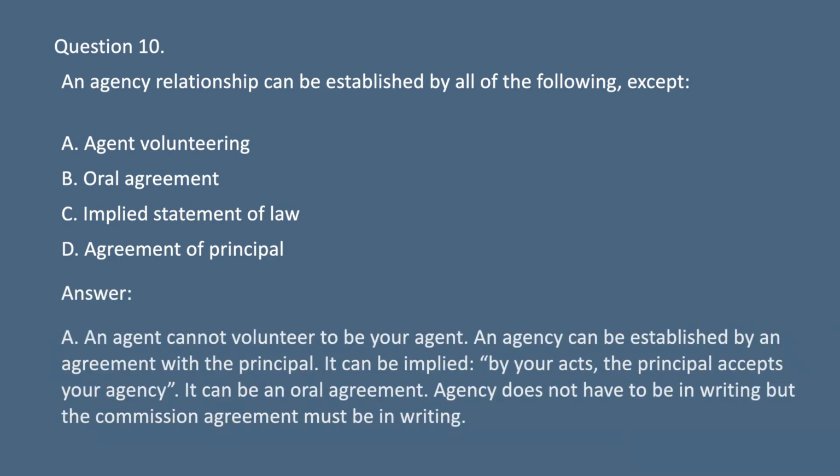A. An agent cannot volunteer to be your agent. An agency can be established by an agreement with the principal. It can be implied, by your acts, that the principal accepts your agency. It can be an oral agreement. Agency does not have to be in writing, but the commission agreement must be in writing.